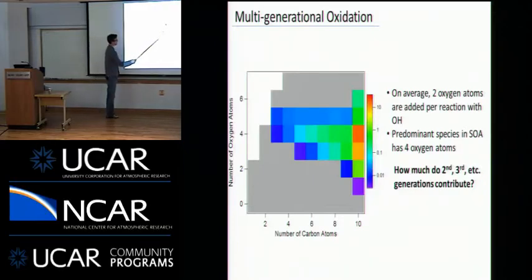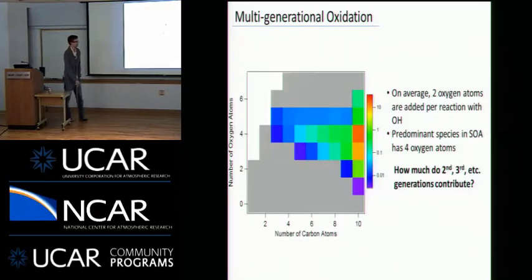We see that most of our mass is actually in these 2 bins, but we do have a spread of mass throughout all of these bins, and gray just means very, very low concentration. Here we see, for example, that predominantly 4 oxygen atoms have been added net in terms of what dominates the SOA mass, but we know that on average we added 2 oxygen atoms per reaction with OH.